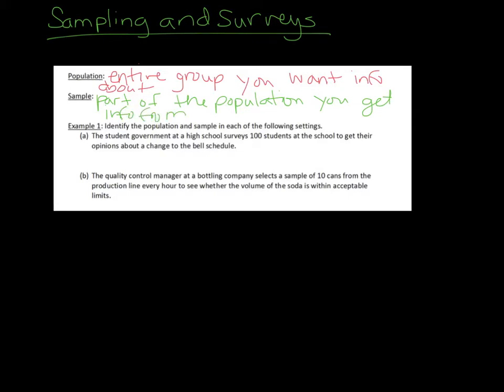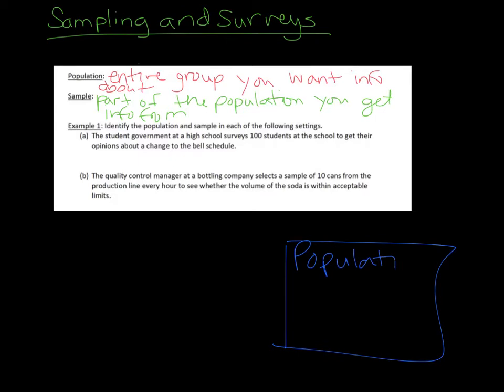And sometimes I draw a little picture. So our population is the entire group. Within our population, we have a smaller sample.